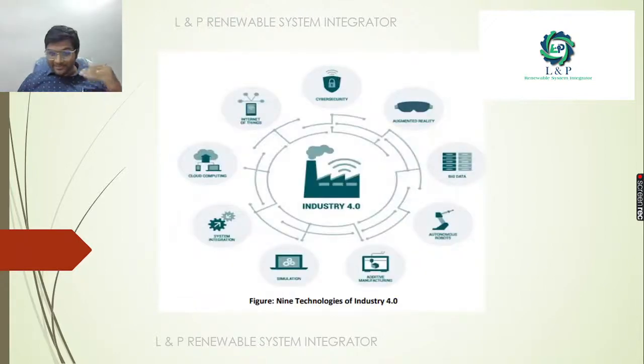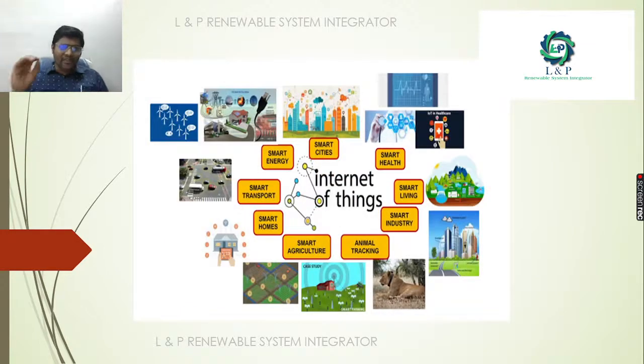When you go for Industry 4.0, there are 9 important technologies which play an important role in the IoT. One is the Internet of Things, cyber security, augmented reality, big data, autonomous robots, additive manufacturing, simulation, system integration, cloud computing. So as we told earlier, using the Internet of Things, we can go for smart energy, smart transport, we can construct smart homes, do smart agriculture, we can even do the tracking of our animals, we can establish smart communication in the industry, we can go for smart living also.